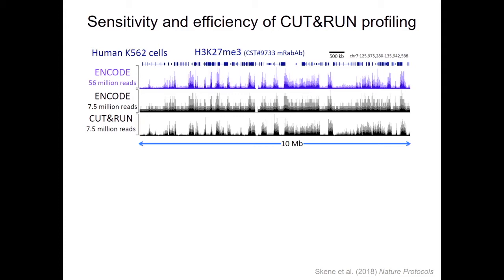We can downsample the ENCODE data to really directly compare what their relative efficiencies are. And now you can see actually that with relatively few reads, we get a much better landscape than you do from a chip kind of procedure where it's very hard to distinguish signal from noise.